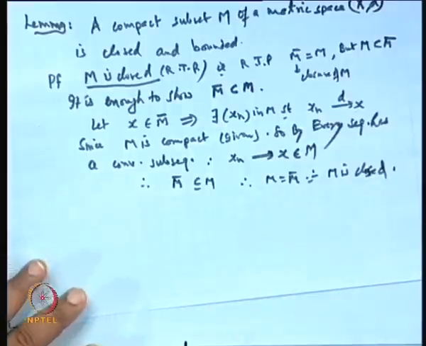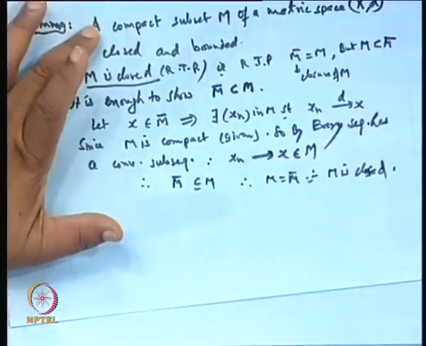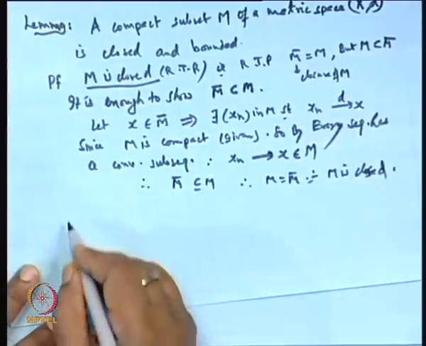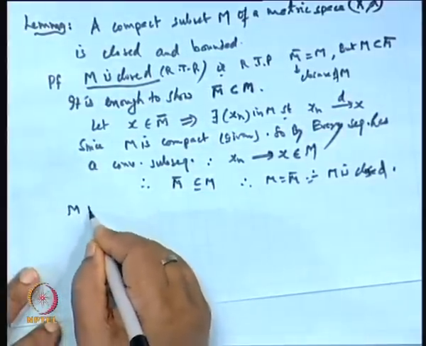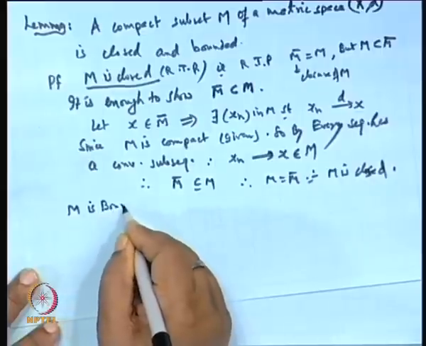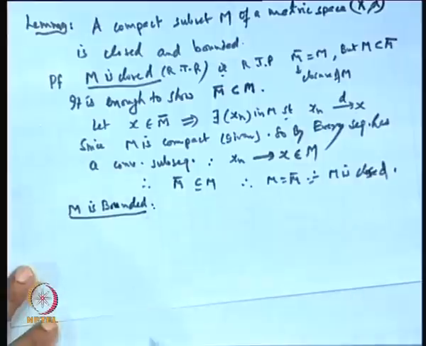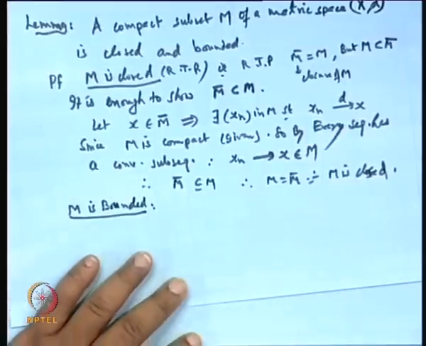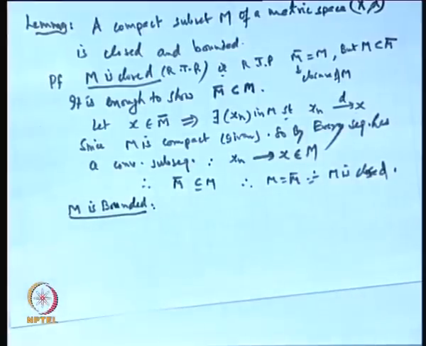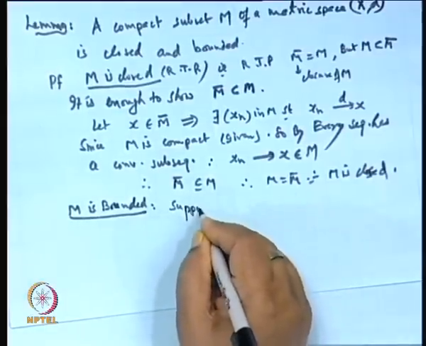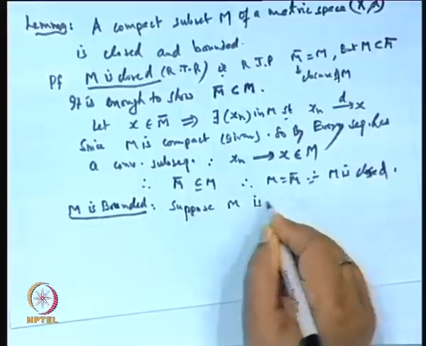Okay. So, if M is a compact set, then it has to be a closed set. To show that M is bounded, we will prove this by contradiction. Suppose it is not true. Suppose M is unbounded. Suppose M is not bounded.